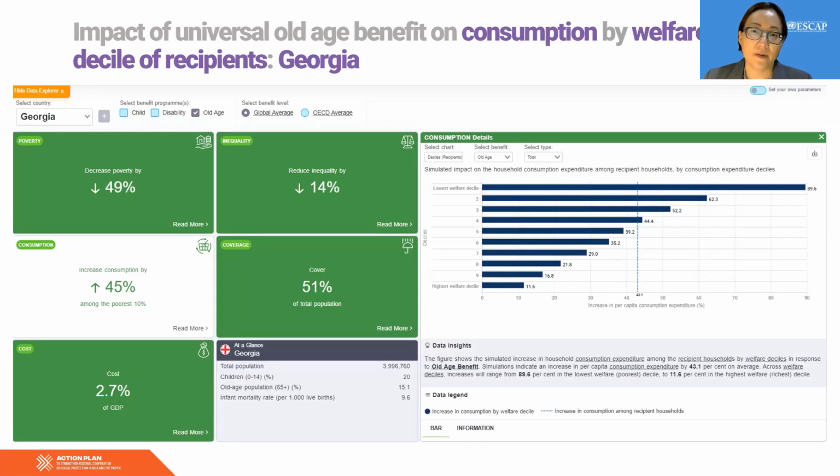When we look also at the impact on consumption by welfare deciles of recipients, again looking at the same provision of the universal old age pension at the global average benefit level, we can also see the impact this would have in narrowing the gaps between the richest and the poorest populations. And we see a significant increase in consumption expenditure capacity for the poorest welfare decile, boosting consumption by up to 90% for the poorest welfare decile. And we also see a higher consumption impact for the highest welfare decile, but by far we see a very, very high consumption impact because of this added cash transfer into households at the poorest welfare deciles, even for the recipient populations.